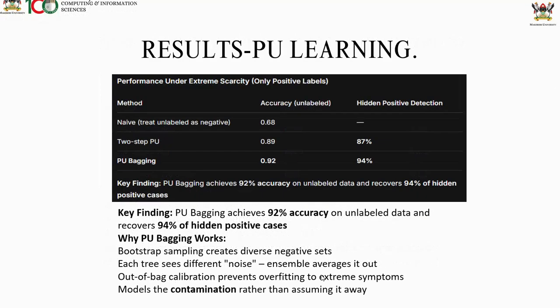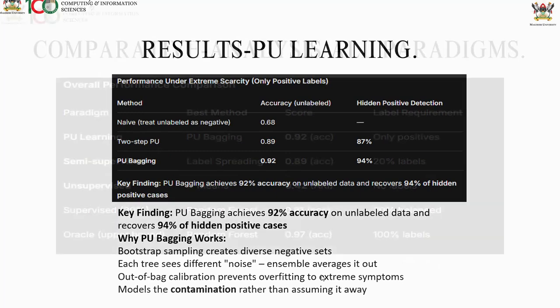Then results, that is PU learning. Basically, in this case, the key finding is that PU bagging achieves 92% accuracy on unlabeled data and recovers 94% of hidden positives. And why PU bagging works is that bootstrap samples create diverse negative sets, and each tree sees different noise and samples, and averages it out. So that is it basically for PU learning.